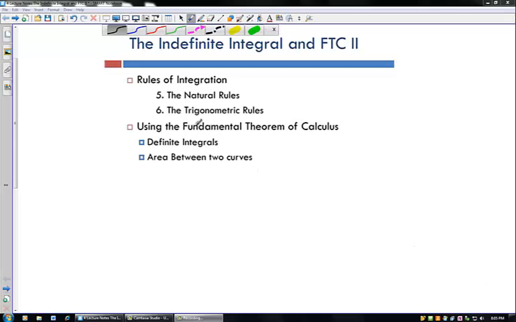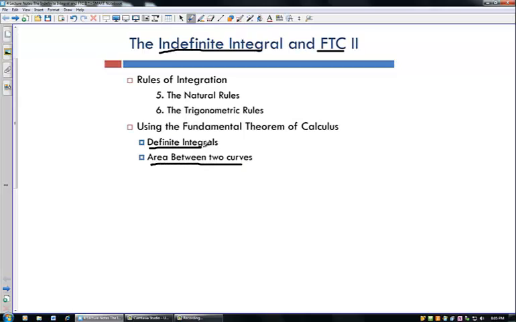In this lecture, we're going to finish up the indefinite integral, and then we'll use the fundamental theorem of calculus to apply what we've just learned to definite integrals, and then we'll also talk a little bit about the area between two curves. So for the rules of integration, we have two parts left. We need to figure out the natural rules and the trigonometric rules for integration.